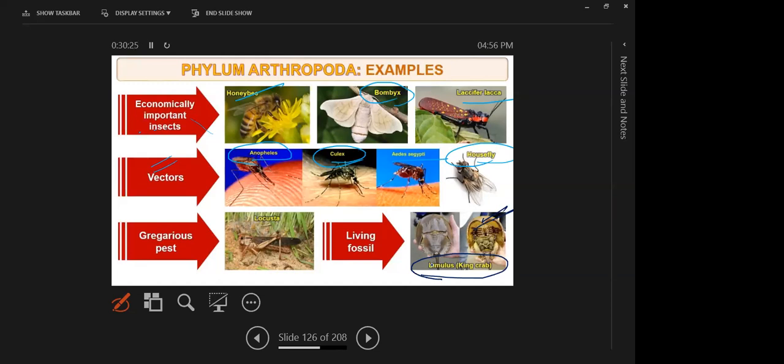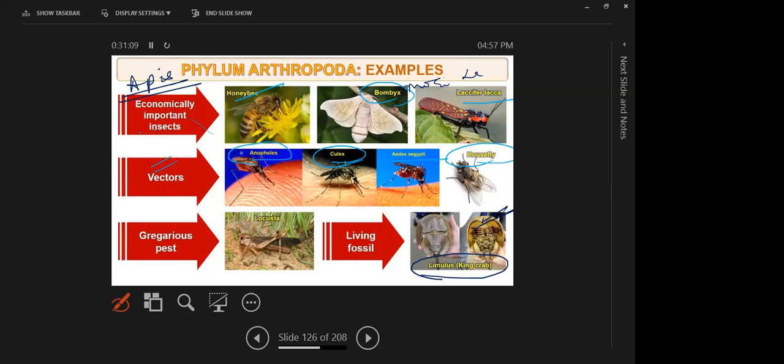Honeybee helps in pollination, which is of economic importance. And what is the scientific name of honeybee? Anybody? Apis. Apiculture, have you heard of it? Apis mellifera is exotic, and Apis indica is Indian. Bombyx mori, M-O-R-I, mori. Bombyx is a silk moth. Laccifer is what? Lac insect. So it brings illumination and lac production.